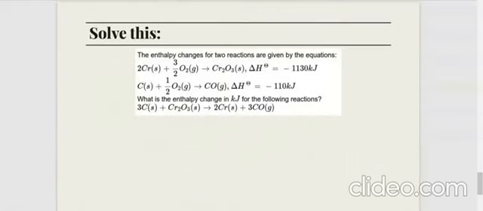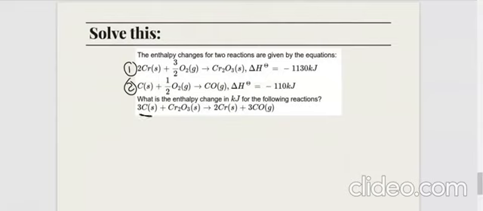Okay, now let's solve this question. Again, you can pause this video and try to solve this by yourself. Okay, so the question wants us to calculate the enthalpy change in kilojoules for the following reactions, and they gave us 2 reactions. Let's say this is reaction 1 and this is reaction 2. So in this question they want us to add these 2 equations such that we get the third equation.